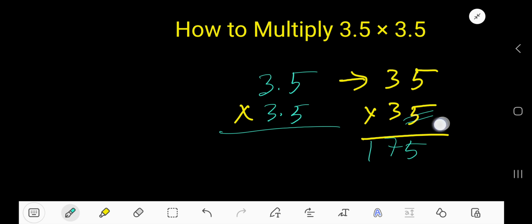Now, start with this 3. 3 is in the second column, so the first column will have a placeholder 0. 3 times 5, 15. Write 5 and carry 1 to the next column. 3 times 3, 9 plus 1, 10. So write 10 here.